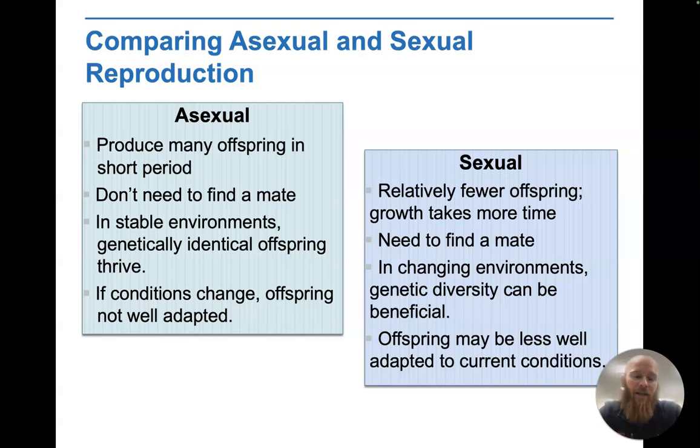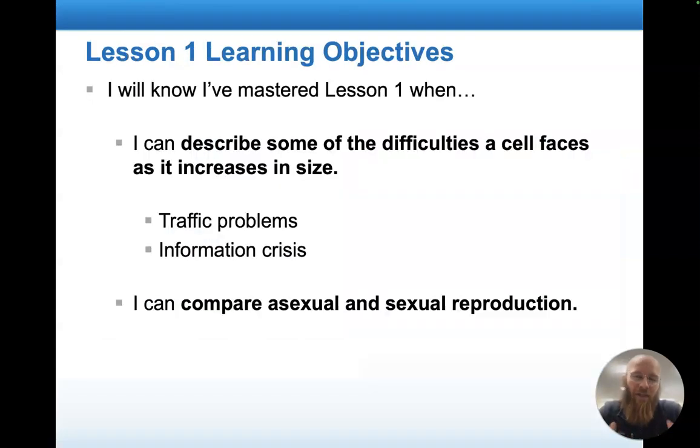But for the time being, we want to think back to our lesson 1 learning objectives. At this point, hopefully, this information has allowed us to be able to describe some of the difficulties that a cell would face if it were to just keep growing and growing and growing. Remember, this is similar to traffic problems into and out of the cell, as well as information crisis, where there's too many people trying to use the same library.